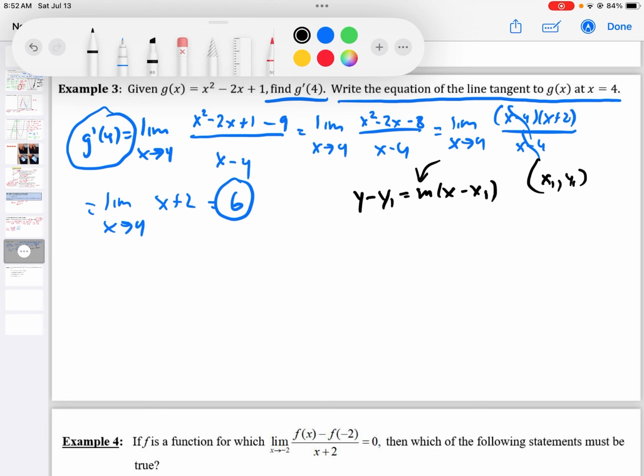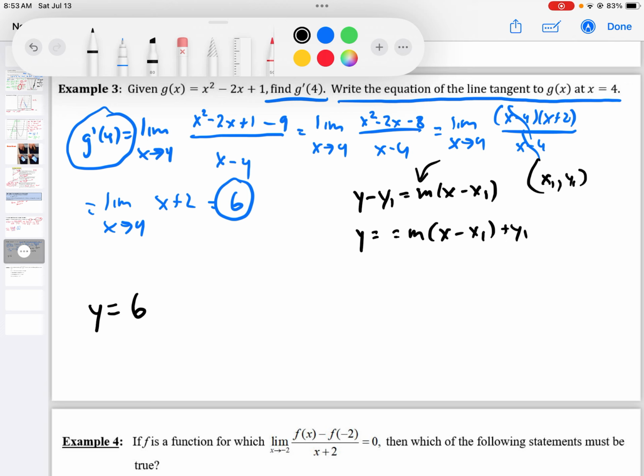The point you have is x1, y1, and the slope is m, right? That's our g prime of 4. But I want you to put this on your memory sheet. I'm going to write it like this. It's just faster. That gives us some point slope form. So all we did here was add the y1 to both sides. I think that's better, easier.